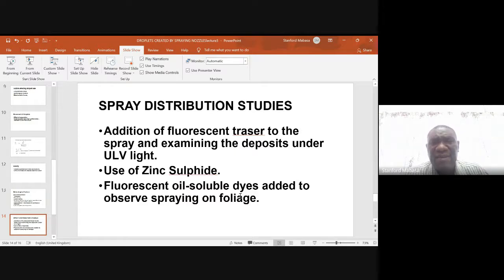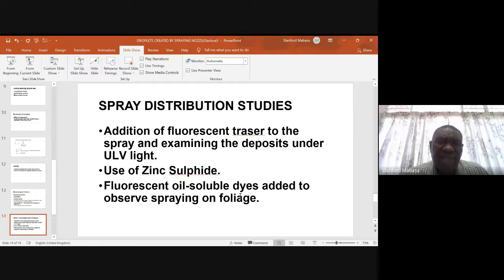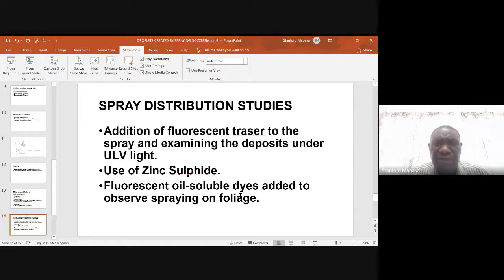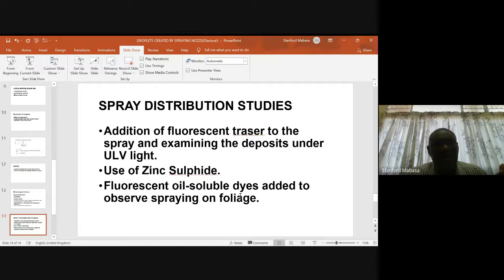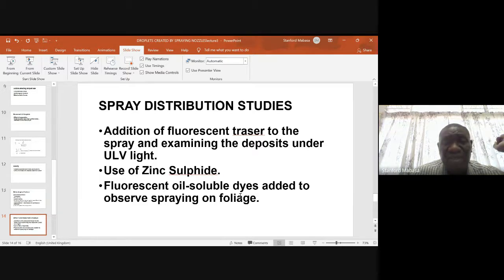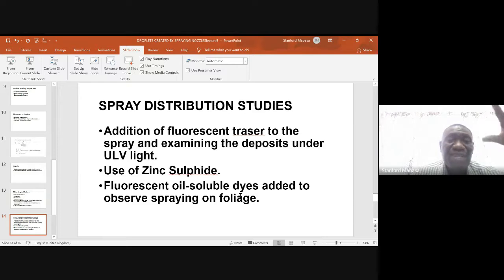Now, there are other studies which you can do on droplets. For example, you can add fluorescent tracer to the spray and examine the deposits under UV light. Probably you want to see their distribution on the target, which could be a crop. So you can put that fluorescent tracer so that you can see where your droplets are going. But you need the UV light to see where the droplets have been deposited.